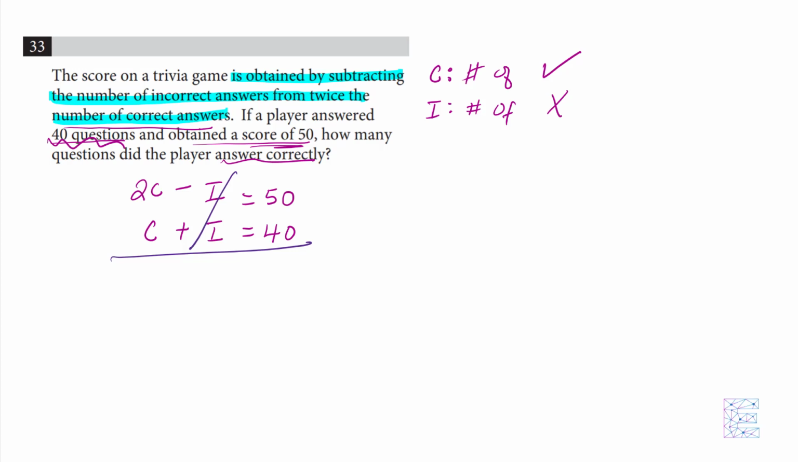So 2C plus C becomes 3C. Equals 50 plus 40 is 90. Divide both sides by 3. And we see that the number of correct questions is 30. So that would be the answer to this question, 30.